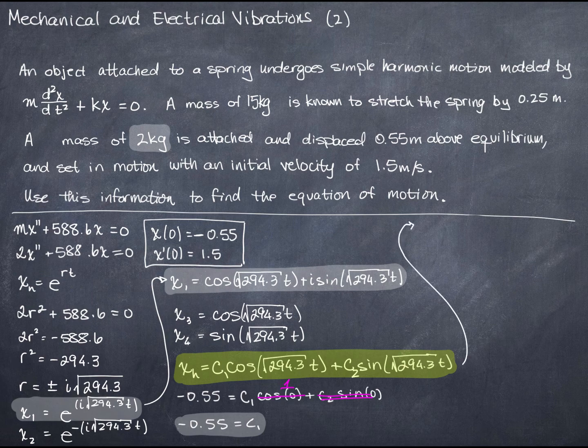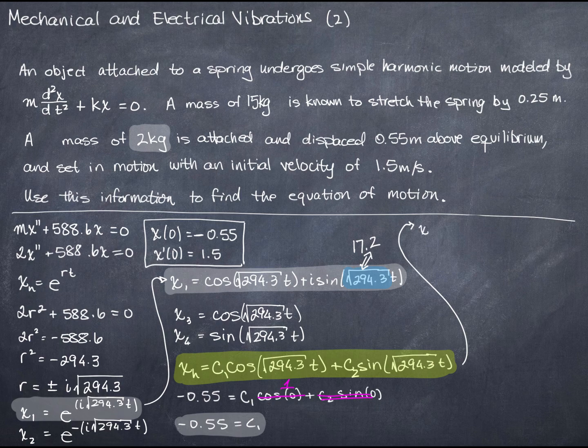I have a product, but it's the product of a constant and a function. So it's just going to be this constant times the derivative of this, plus this constant times the derivative of this. I was going to do this part later, but the square root of 294.3 is approximately 17.2. So I'm going to use that instead of that square root, because otherwise I'm going to run out of room.